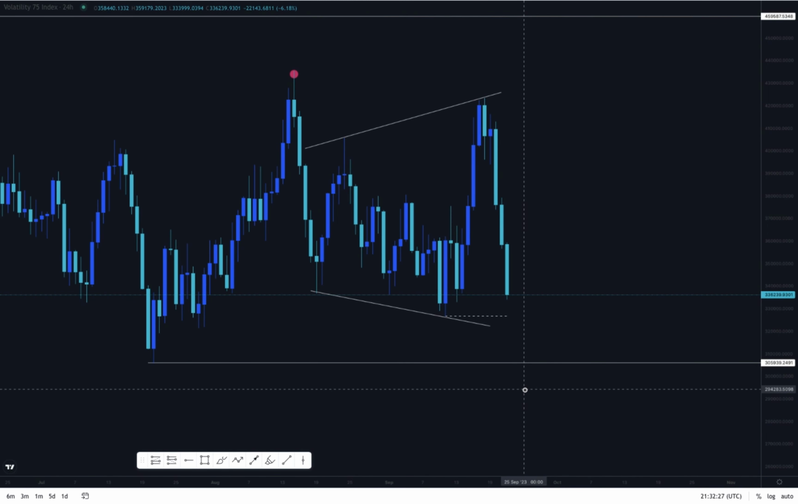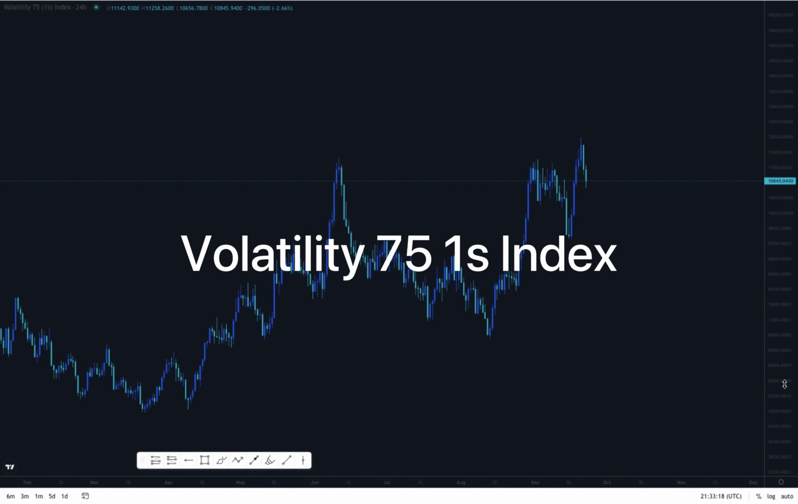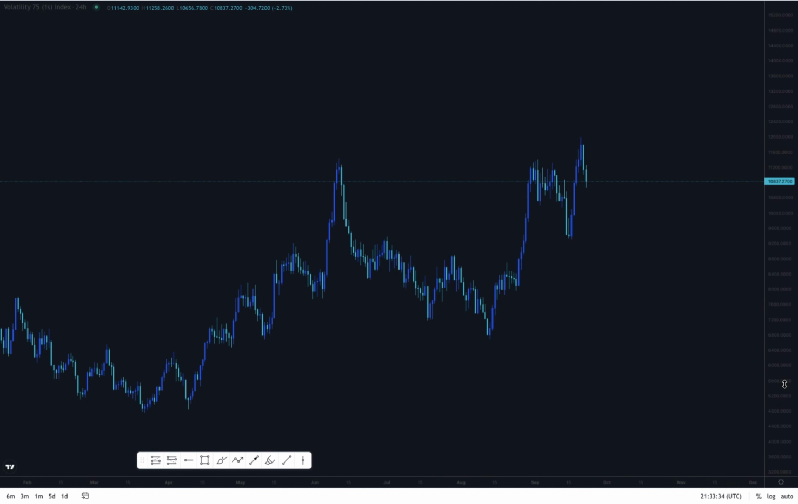Let's look at 75 1s index. Okay people, so this is the 75 1s index. This is the spot of the original 75 index. This is more volatile than 75 index itself, but it has lower lot sizes. So this is more ideal for any type of account size, big or small. 75 1s is a boy for it.